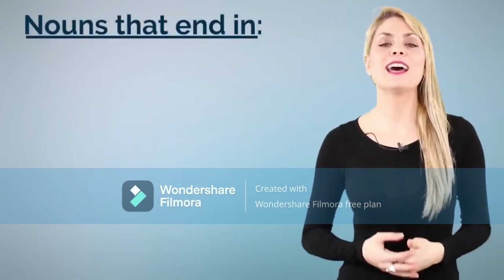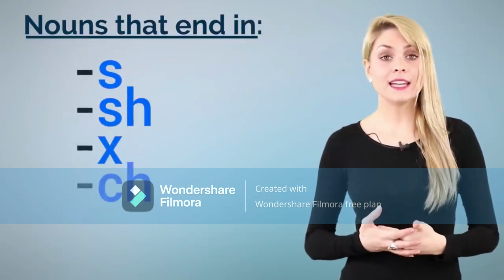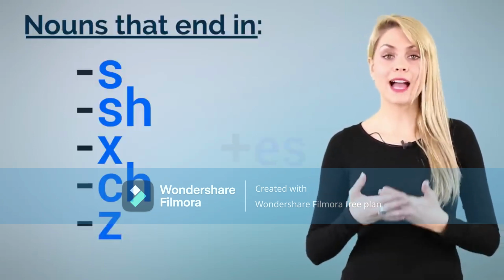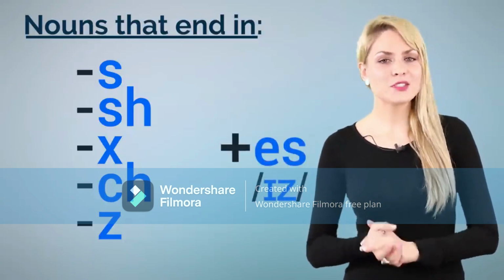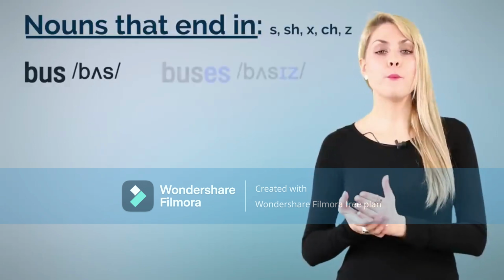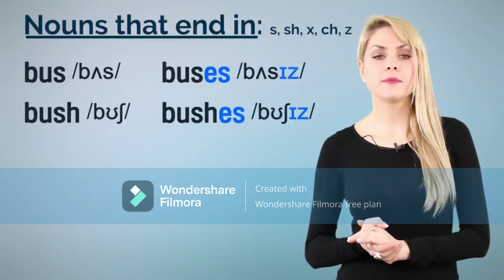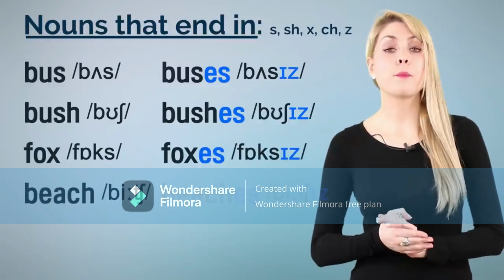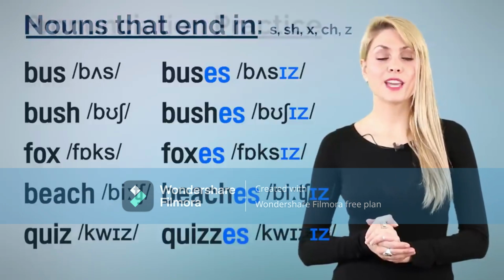Let's now talk about nouns that end in S, SH, X, CH, or Z. Now, to make the plural form of these nouns, you will add ES, and the sound will be IS. Let's review some words together. Bus becomes buses. Bush, bushes. Fox, foxes. Beach, beaches. Quiz, quizzes. Can you repeat after me?